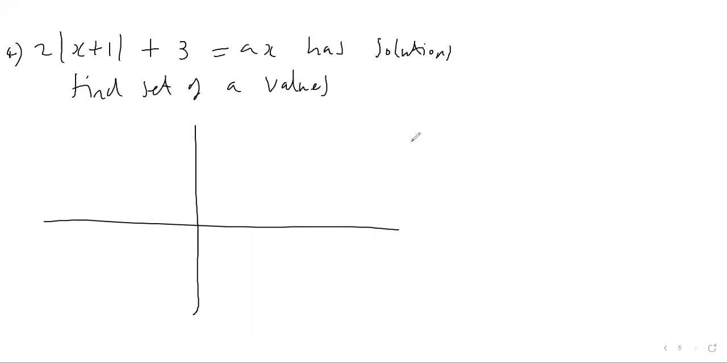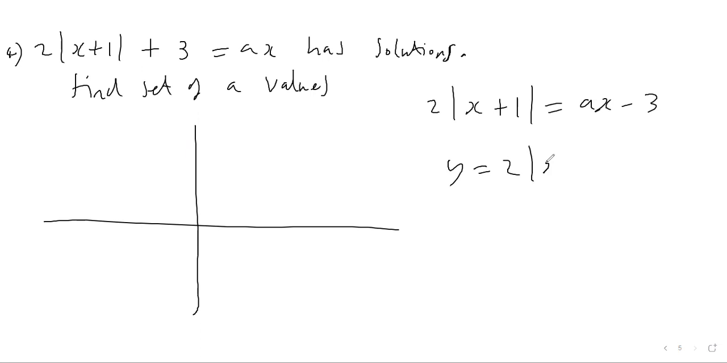And then this one here is similar but a little bit different. So we've got 2 modulus of x plus 1 plus 3 equals a times x. And it has solutions. We've got to find the set of a values such that the solutions here exist. Okay, what I'm going to do with this one is just rearrange it. So I'm going to write it like this instead: 2 times modulus of x plus 1 is equal to ax minus 3. Okay, so let's sketch in the left-hand side with this one.